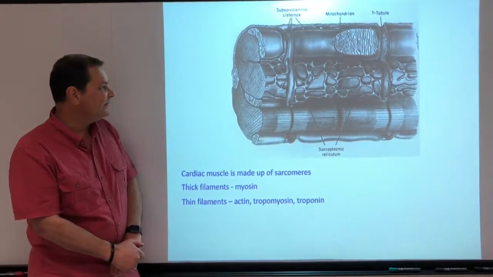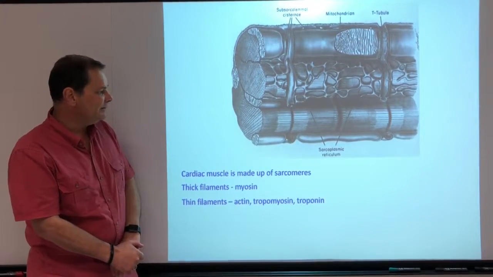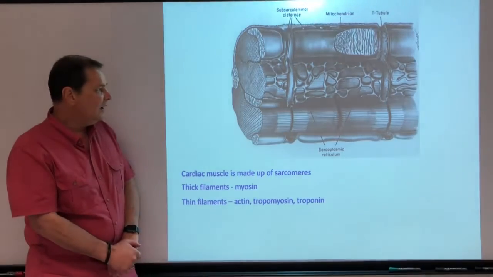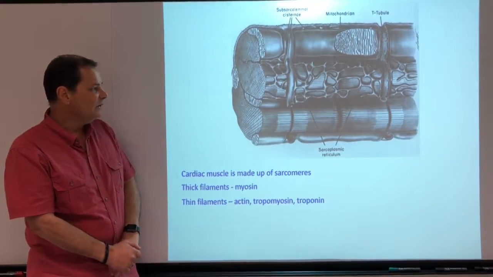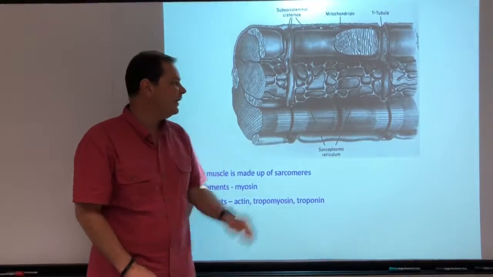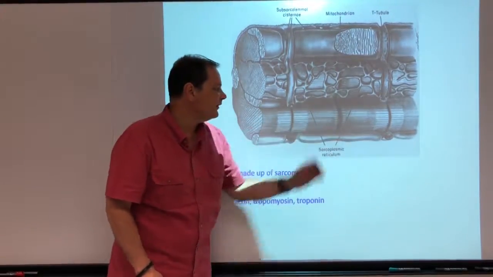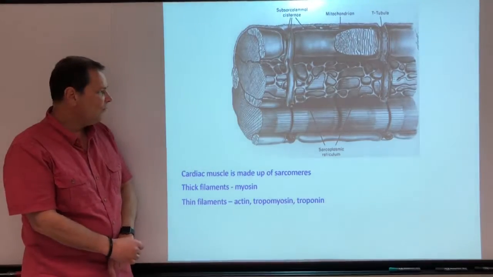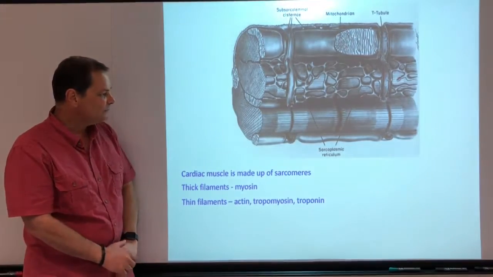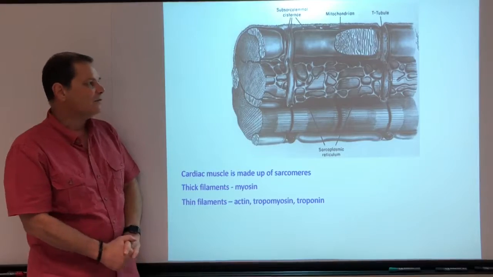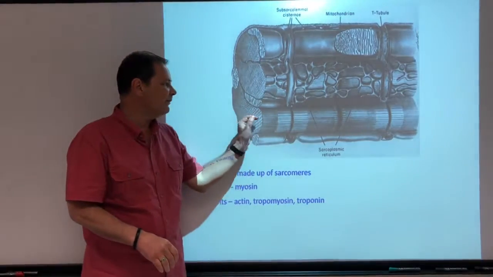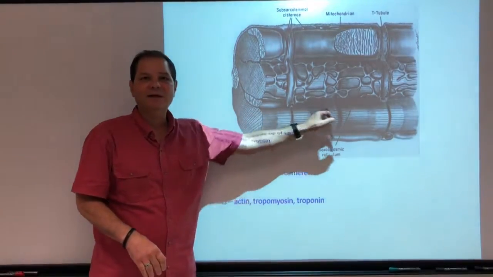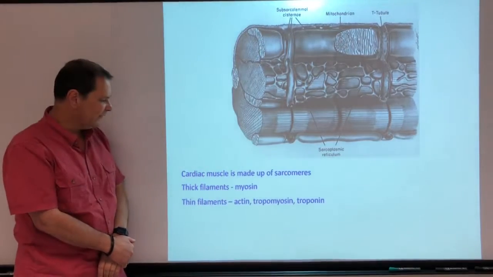Okay, this is the sarcomere. It is the basic functional unit of cardiac muscle. If you were to look at a cardiac muscle cell, you would have a lot of these sarcomeres lined up end to end along myofibrils, which are bundles of myofilaments that run from end to end through the cardiac muscle cell.